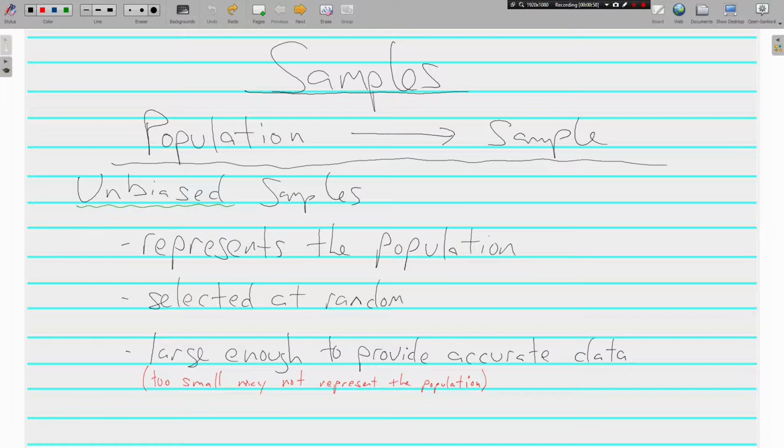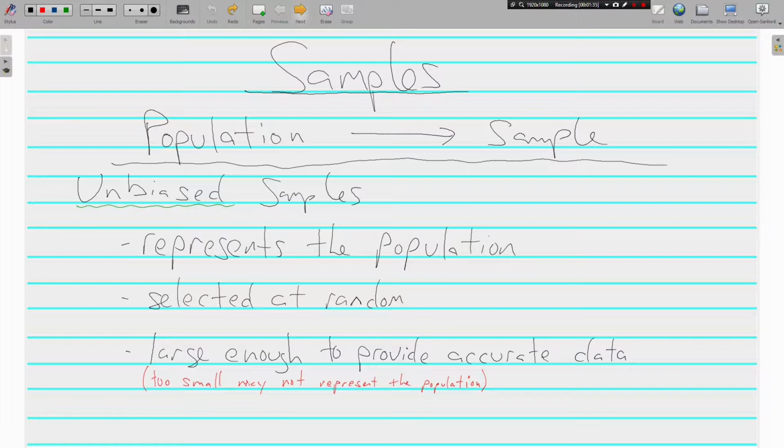And the first group are called unbiased samples. Unbiased samples are the kind that you want. They fully represent the population. They're selected at random. And a good unbiased sample is also going to be large enough to provide accurate data. You don't want it to be too small, because if you survey too small of a group, you may not fully represent the population that you're trying to draw inferences about.